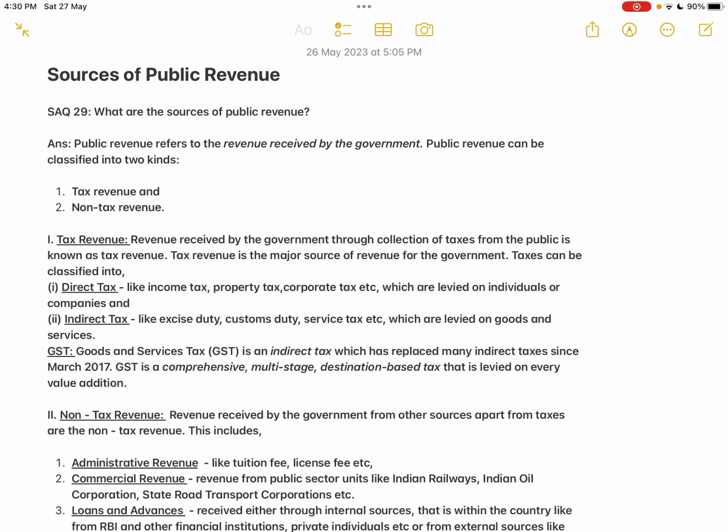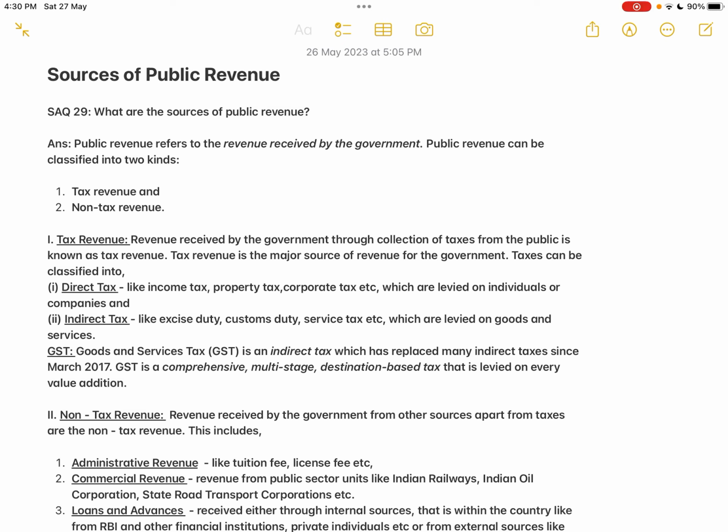The public revenue is also a part of public finance. Public finance in the sense that this is not the finance of the public, it is not the general public, we are talking about the government's finance. In the same way, public revenue refers to the revenue received by the government. Please remember, public revenue, public debt, or public expenditure, all these are parts of the public finance.